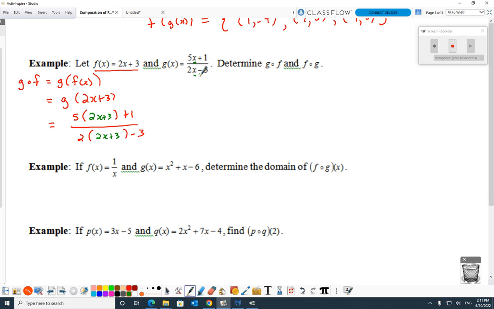And then, well, do whatever you do after that. You know, like, that's what you said to your grade 11 friend a minute ago. Let's see, 10x plus 15 plus another 1 is 10x plus 16 on the top, 4x plus 6 on the bottom. There's g of f. Then from there, you might get an x to sub in. You might say, okay, now into your g at f, sub in a certain x value.